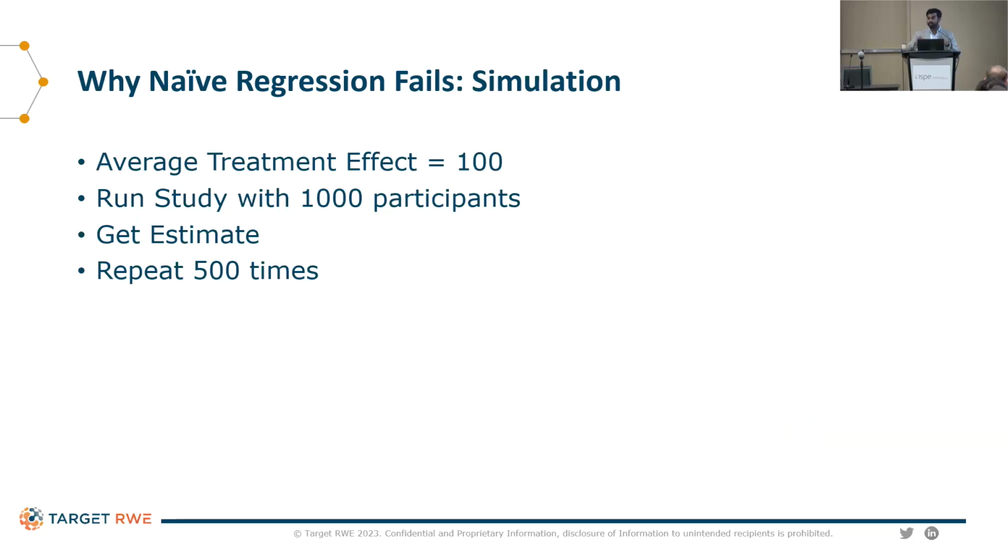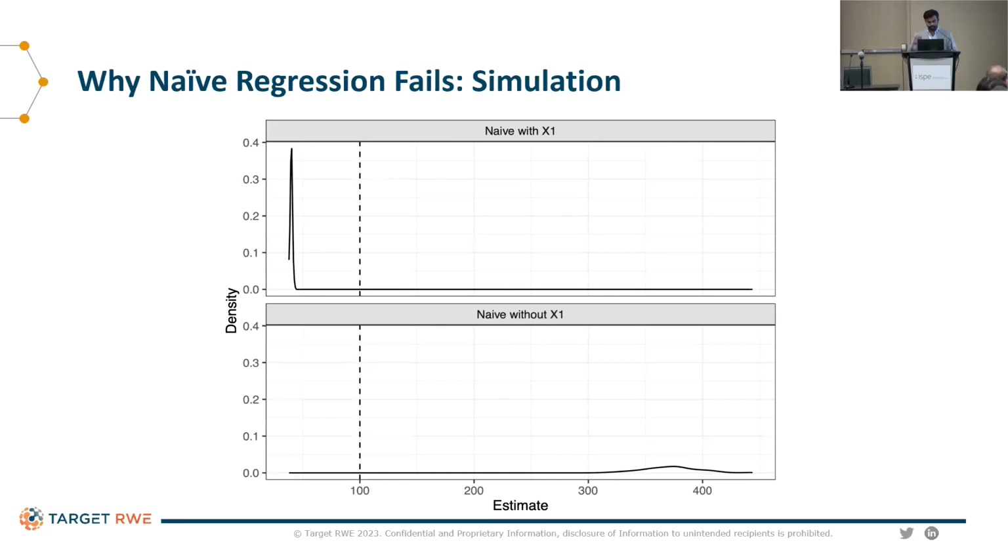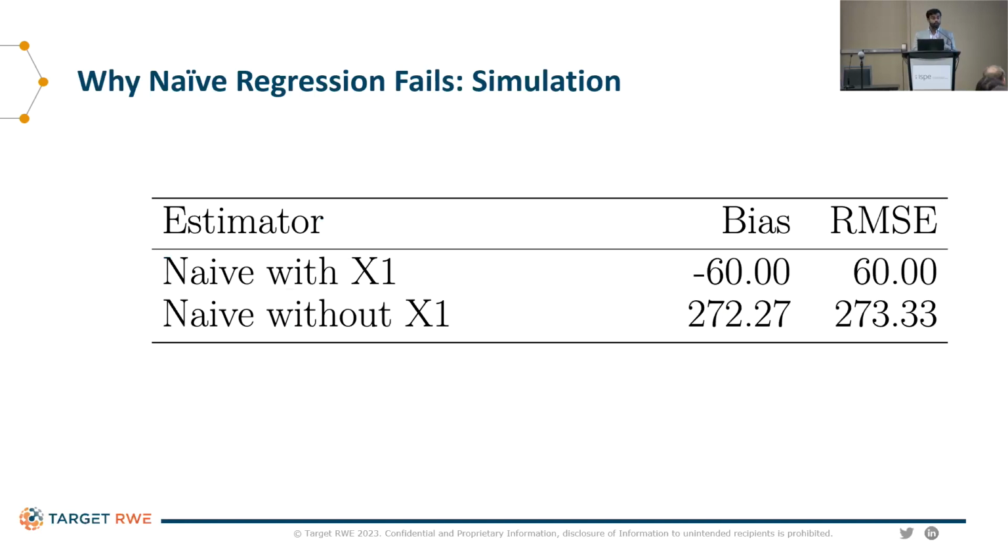And so I do a little simulation to illustrate why this induces bias. Let's suppose that the true average treatment effect is exactly 100. So I'm going to run this study with 1,000 participants, get an estimate, repeat that 500 times, and I'm going to show you the sampling distribution of the estimates. If these were unbiased, we'd see a bell curve centered around 100. That's that dashed line. Up top, you can see what happens when I put X1 in the model. And below, you see what happens when I leave X1 out of the model. In both cases, the estimators are quite biased. We can see that here in the summary. They're both a good distance away from the true value of 100.